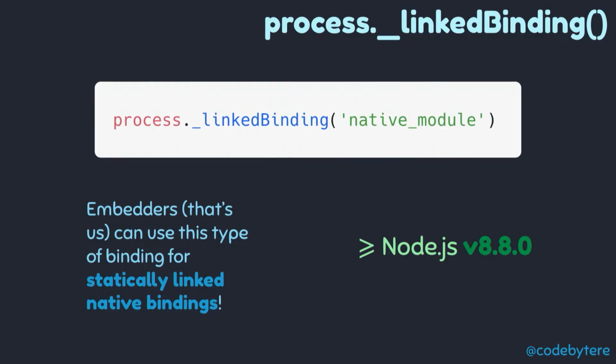Finally, we determined that the best way forward was an undocumented binding type called linked binding. This binding was far more geared towards embedders and allowed us to access native modules that were intended to be used by user code. This was also added in Node v8.8.0, and so we could migrate over to it with fairly little issue.